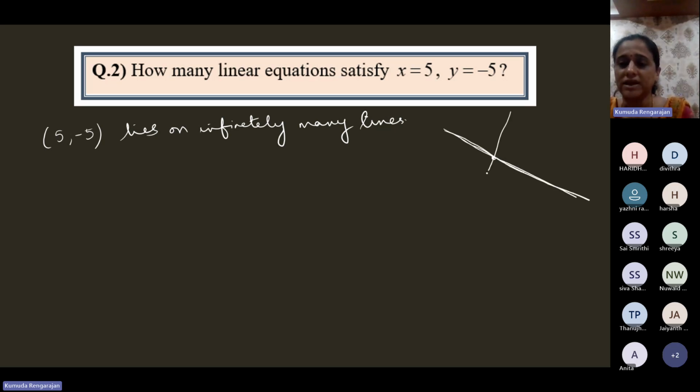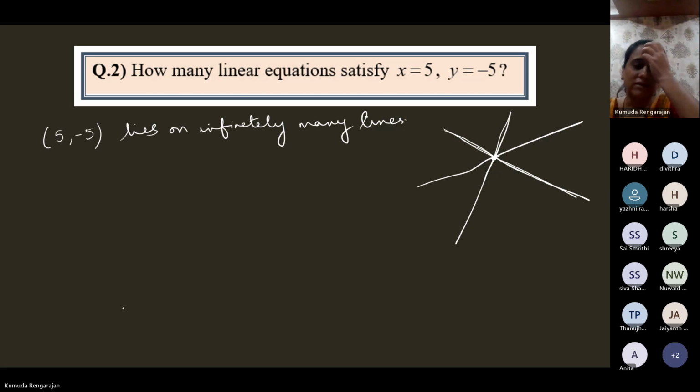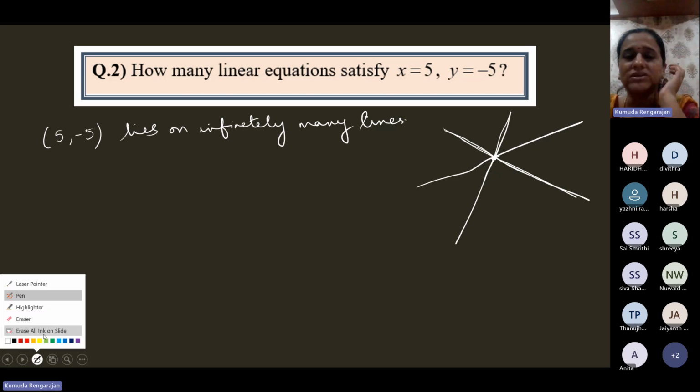Now I can draw yet another line passing through the same point, so (5, -5) now lies on this line also. Now I can draw a third line passing through (5, -5). Like this, you can draw so many lines passing through (5, -5), which means it lies on infinitely many lines. So (5, -5) is a solution to all the lines. The answer to this question is that infinitely many linear equations are satisfied by this solution.